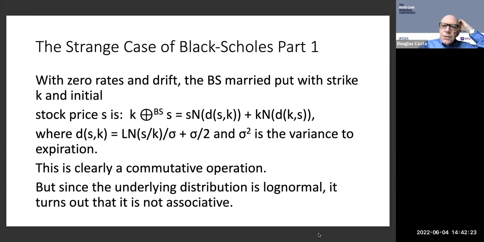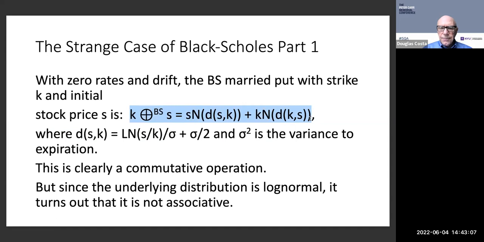So just to conclude, let's note the strange case of Black-Scholes. It was mentioned yesterday, I think, in Federico's talk that you can simply, with zero rates and drift, write the Black-Scholes married put operation in this form. So here it is. And it's clearly commutative by the symmetry in that expression. But we know, since the underlying distribution is log normal and not conjugate power Dagum, that it can't be associative.